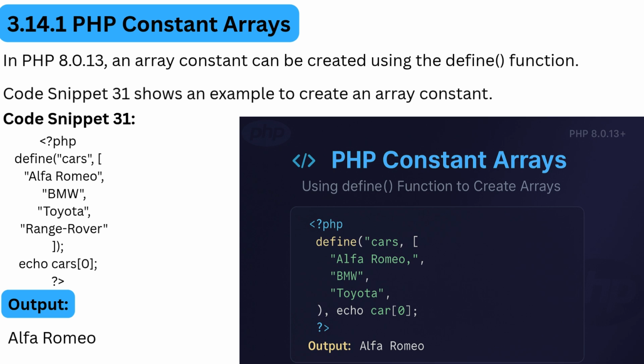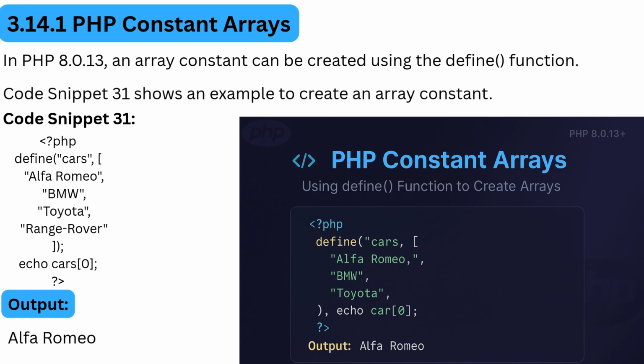It's also important to note that, just like single-value constants, array constants defined using the define function are global and immutable. This means they can be accessed from anywhere in your PHP script, and once set, the array elements cannot be modified, replaced, or deleted. For example, if you try to change the value of one of the array elements like this, cars[1] = 'Mercedes', PHP will throw an error because constants, even when they are arrays, remain fixed once defined.